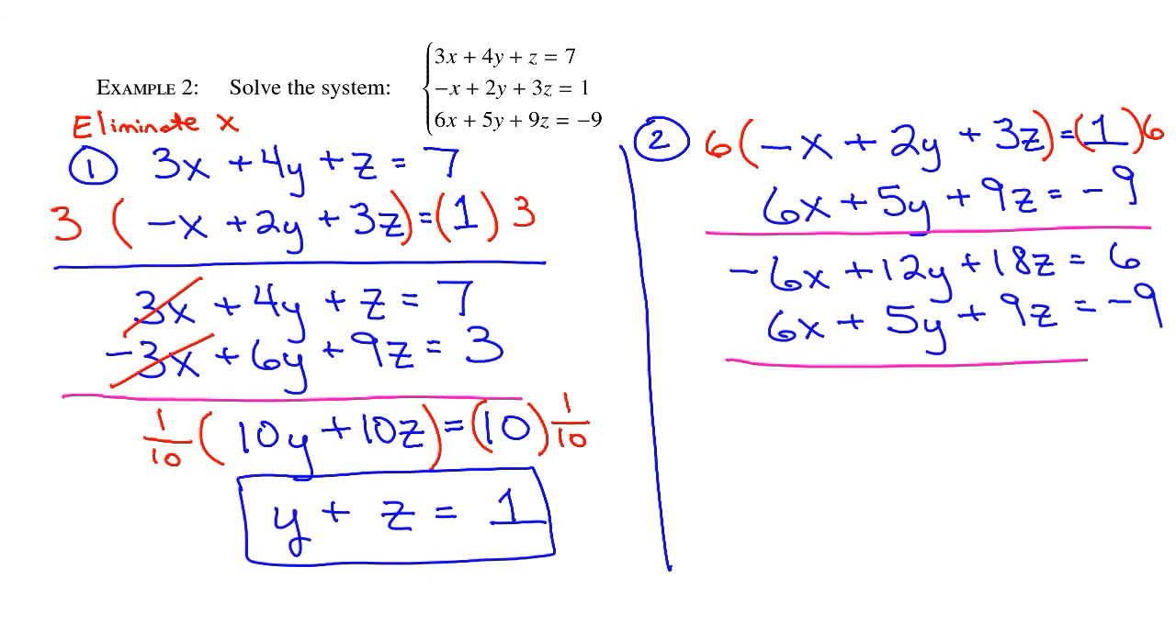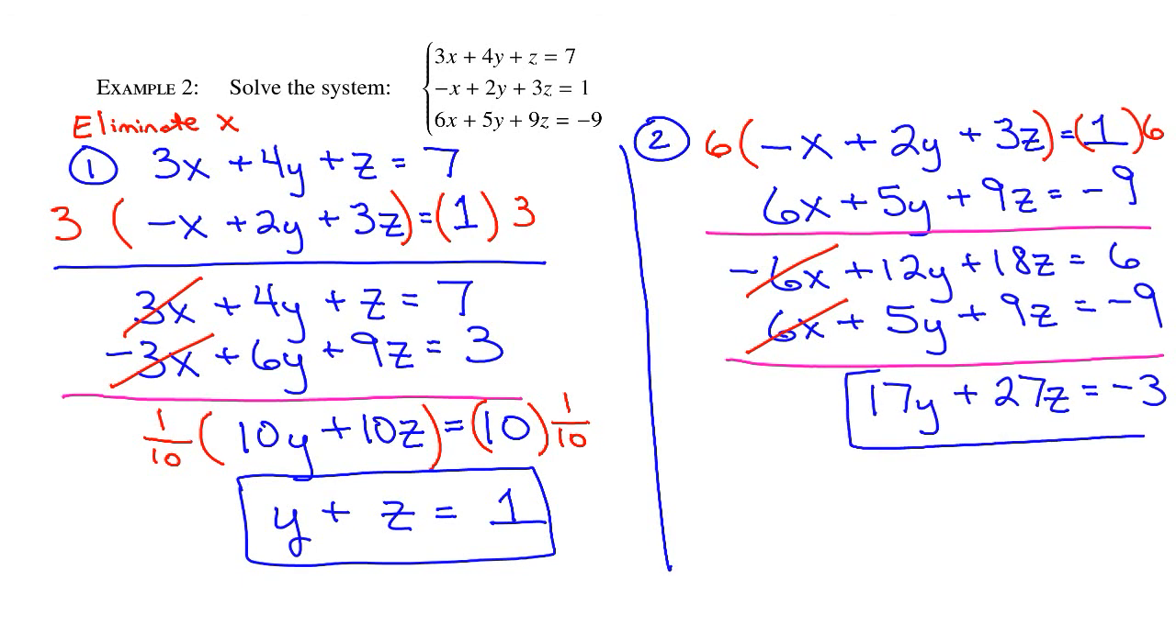Next, I add these equations straight down. The x's cancel, and that leaves me with 17y plus 27z is equal to negative 3. This is my second equation that I need to use going forward. Nothing reduces in that one.